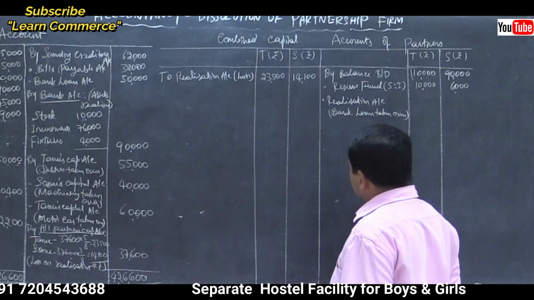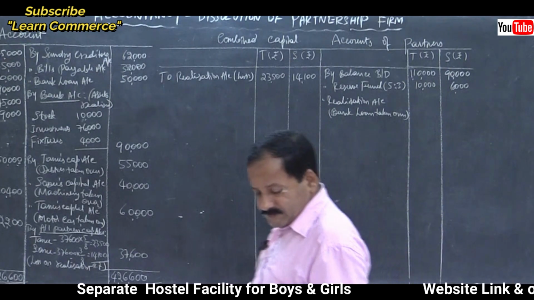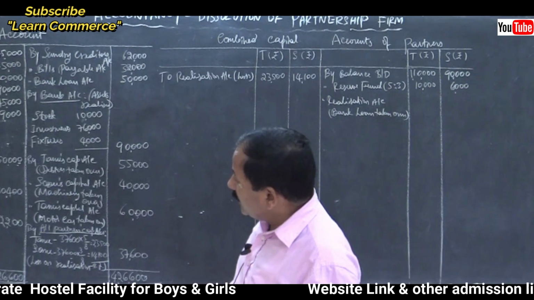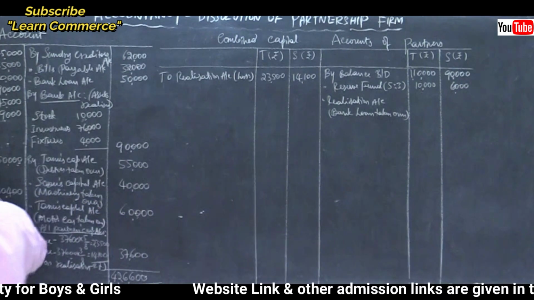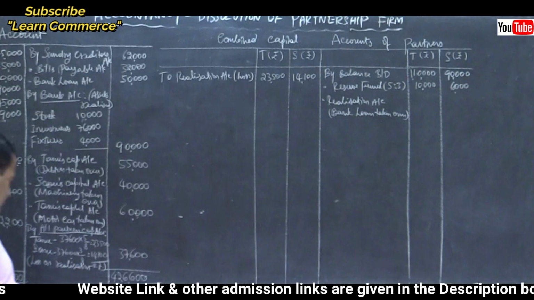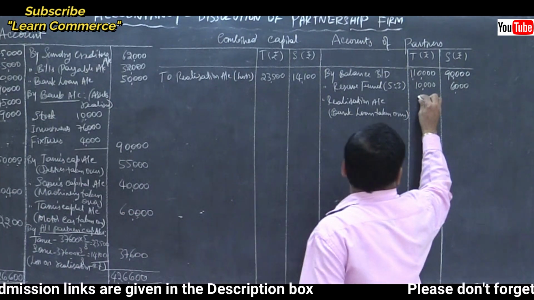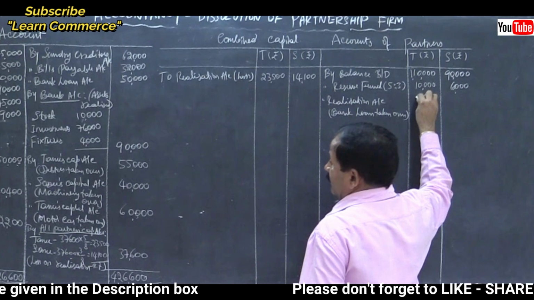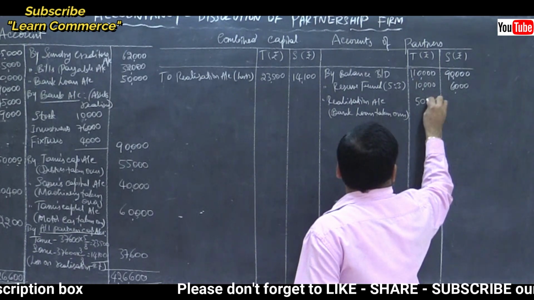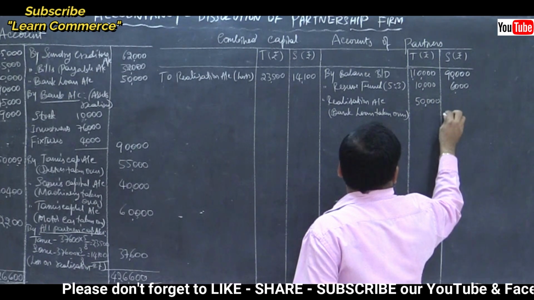Yes, what's the value of the bank loan? 50,000, right? Yes, 50,000. 50,000 only in Tanu's account.